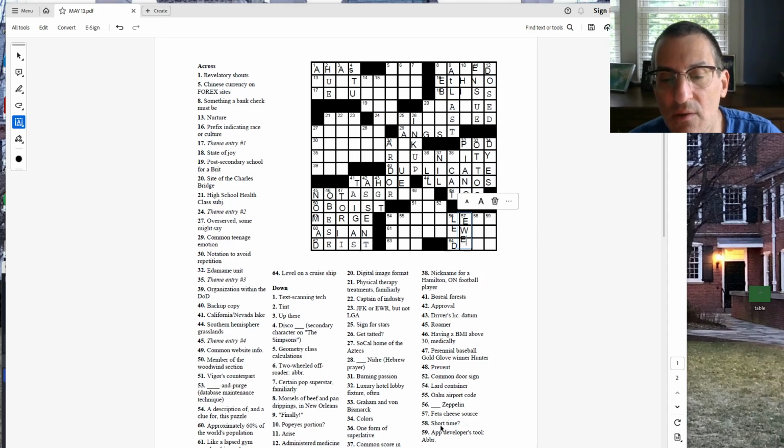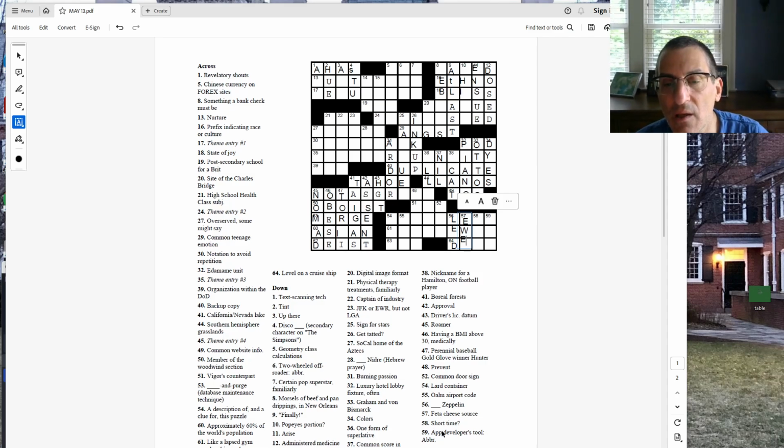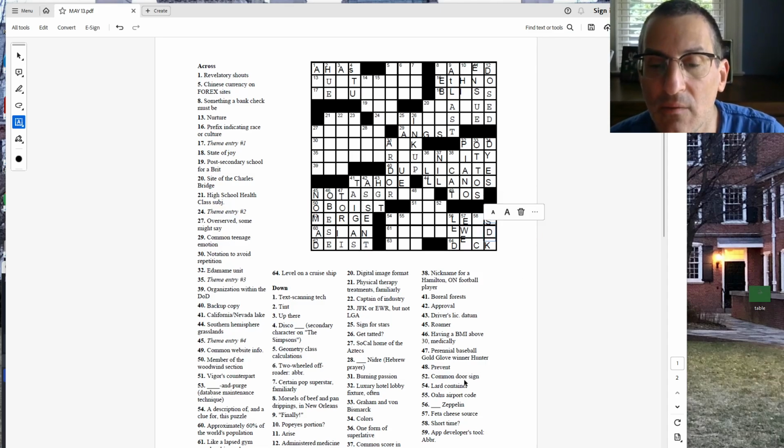58, short time. It's probably a sec. Art Deco? Is that what? Level, no. Deck. Level on a cruise ship is a deck. Duh. Stupid. All right, 59, app developer's tool, is an SDK. That is a sec, probably. Let's put that in and see what we learn.